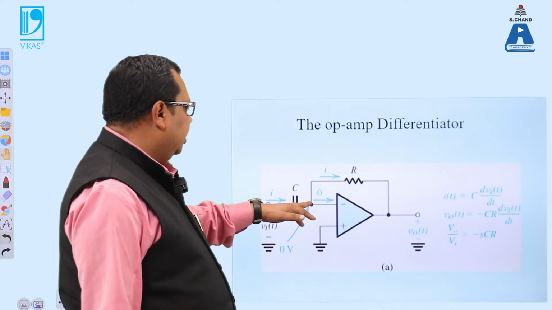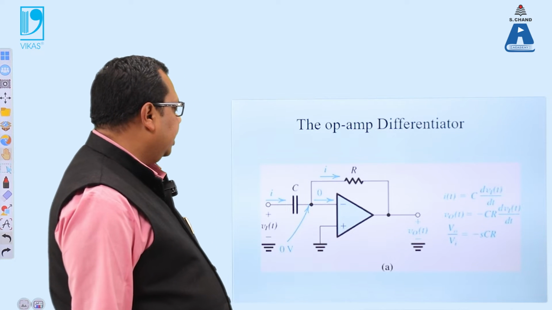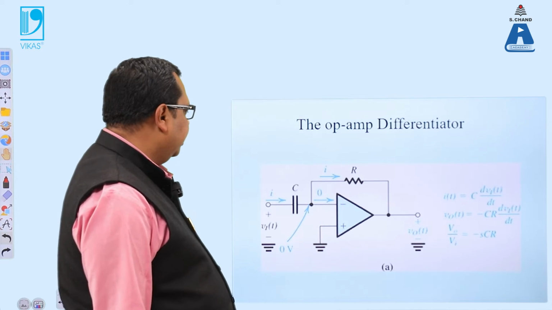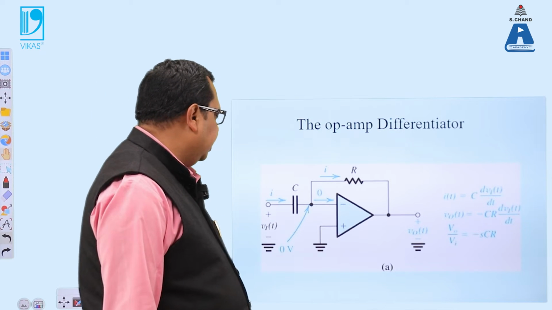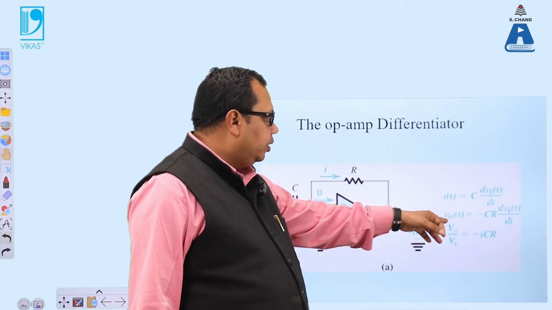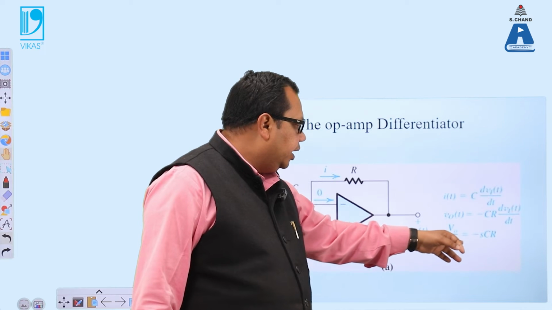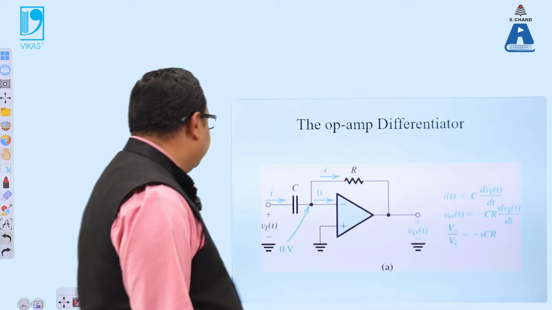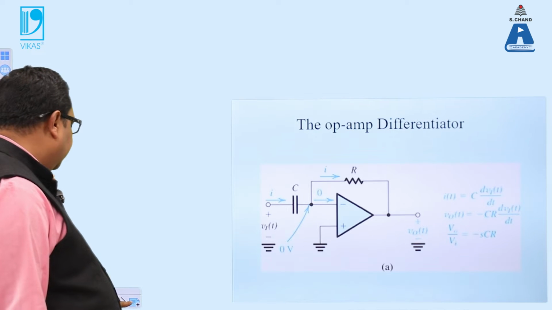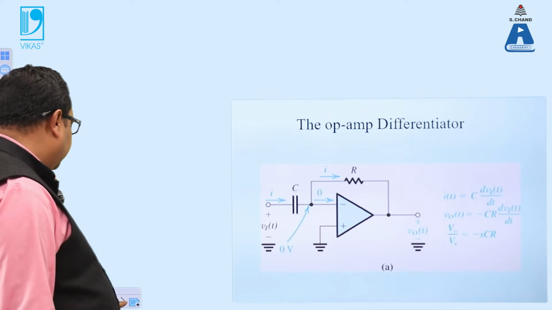Here we can see the operational amplifier with one leg grounded. The capacitor is connected here and one resistor is connected here, and then we calculate. I equals C dV by dt, V0 equals minus CR dV1 by dt, and V0 by Vi is equal to minus CR. So we can see how it can be used as a differentiator. We are using a capacitor and a resistor with one leg grounded.